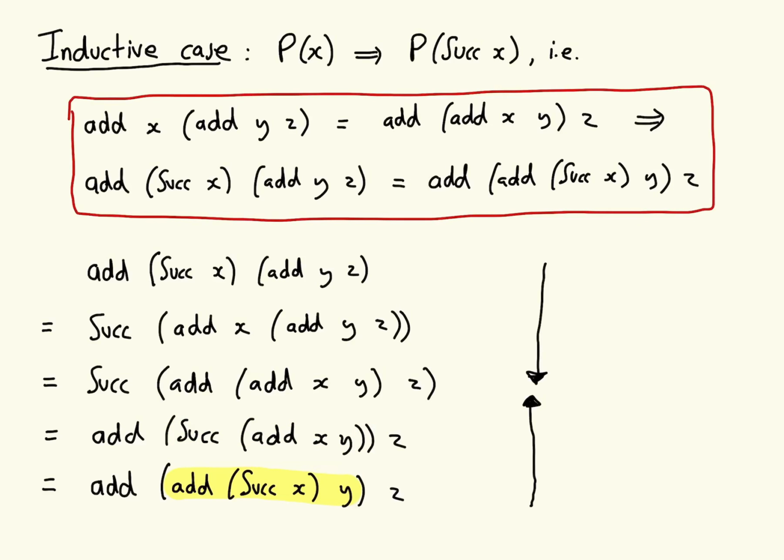Okay, and then we can think, well, what can we do now? Is there anything we could do to simplify this part? Well, again, the answer is yes. What we have here is the addition of the successor of something to something else. And if we simply apply the definition of addition once more, what we will get is this term here, and we've actually met ourselves in the middle. Okay, so now we have completed the proof.